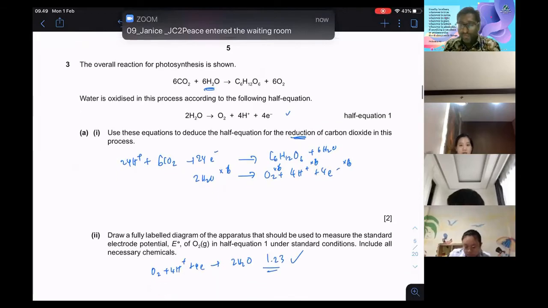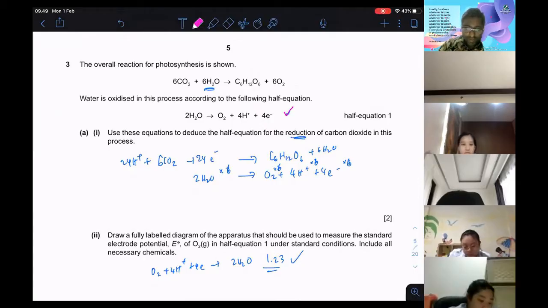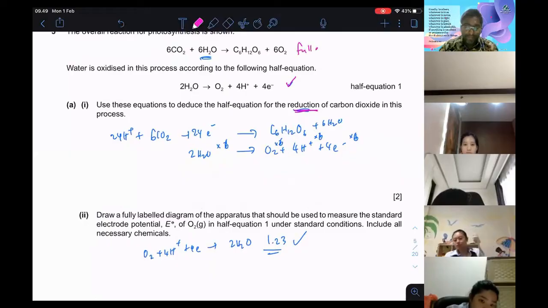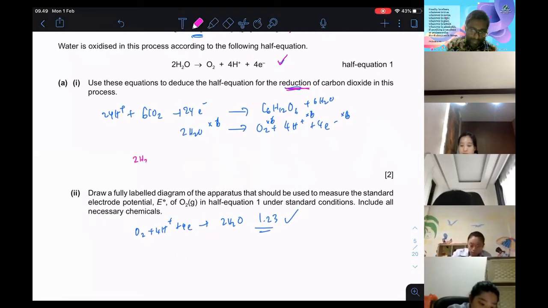Now, if you move further, number 3, the overall reaction for photosynthesis is shown. They have given you one half equation over here. They are asking you to use these equations to deduce the half equation for the reduction of carbon dioxide. I know this is the full equation. So how did I start? I just write down, for example, H2O to give you O2 plus 4H plus 4 electron.